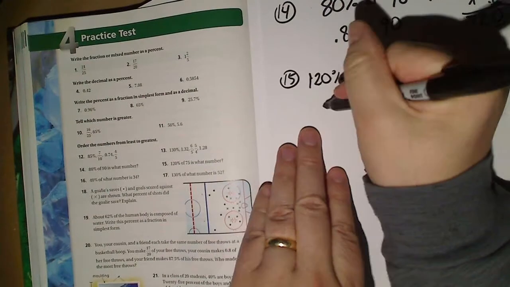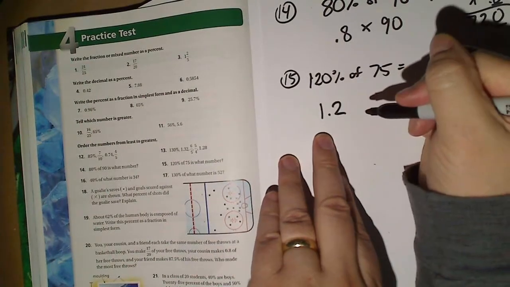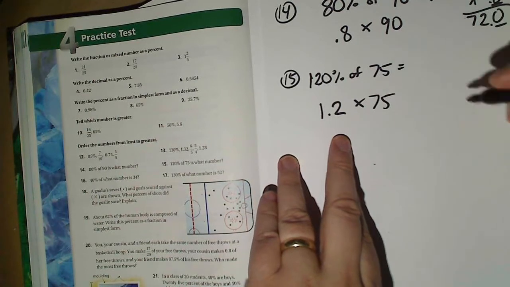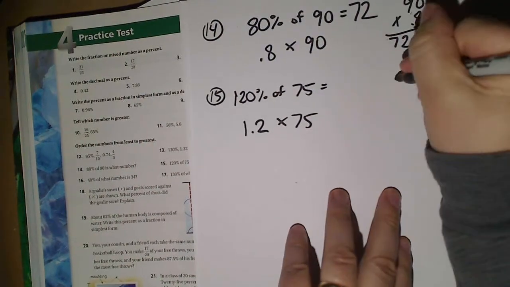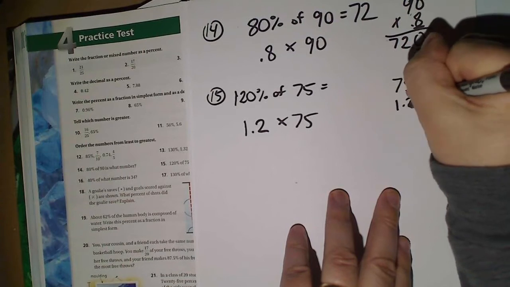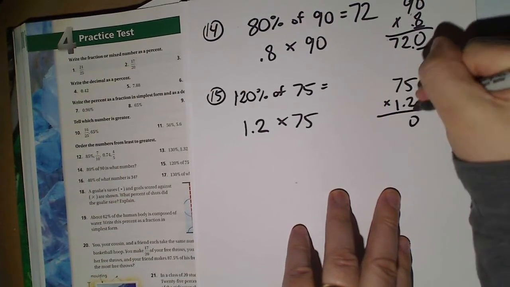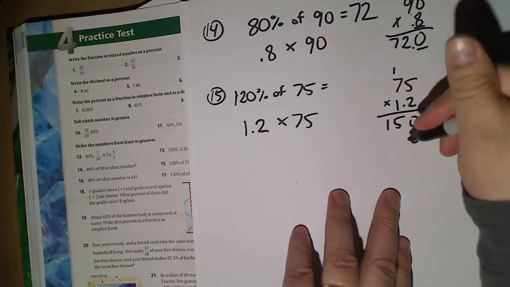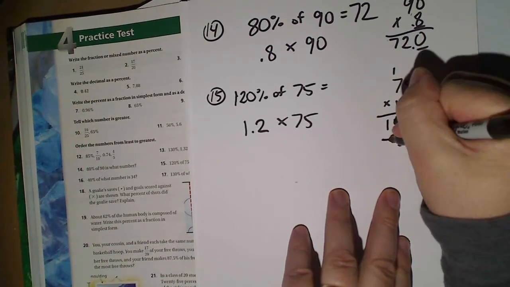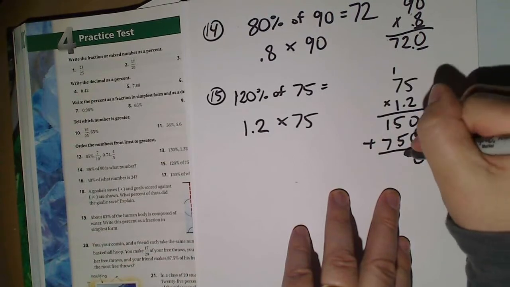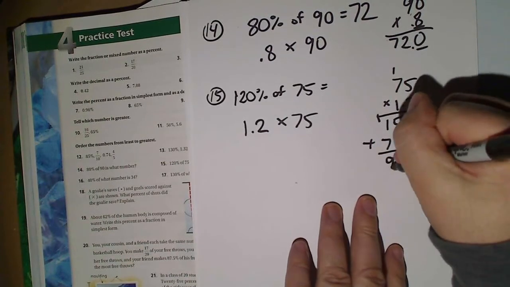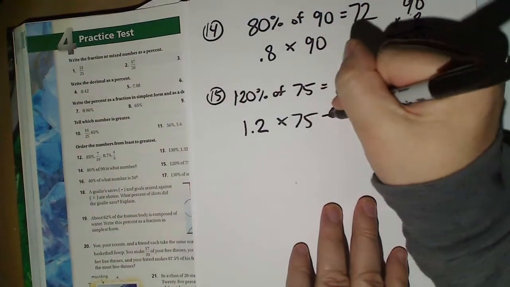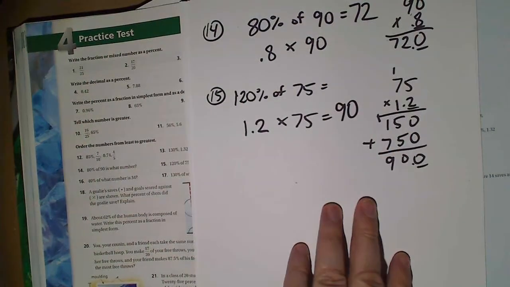So I convert. 120 becomes 1 2/10, of means times, and 75 stays the same. Now I multiply. 75 times 1 2/10. 2 times 5 is 10. 2 times 7 is 14, plus 1 is 15. Add a placeholder 0. 1 times 5 is 5. 1 times 7 is 7. Add them together. 0, 0, 7, 8, 9. That's 900, but wait, there's a decimal move. So my answer here is 90.